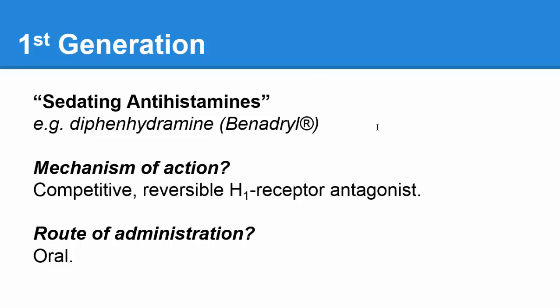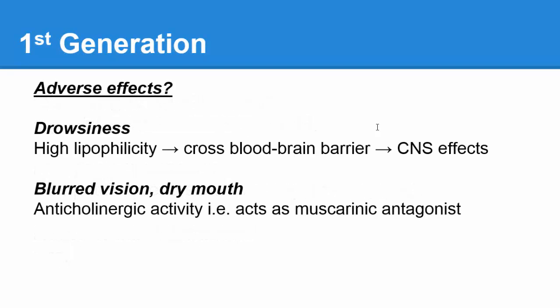This class of drug acts as competitive reversible H1 receptor antagonists. They are administered orally, making the treatment more convenient and less invasive. Whilst the drug is effective in treating allergies, it also comes with side effects due to depressive CNS action such as drowsiness, as mentioned before. Additionally, blurred vision and dry mouth often occur as a result due to the inhibition of muscarinic receptors.